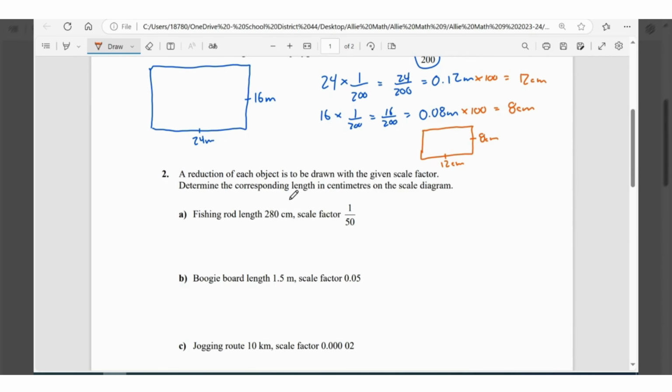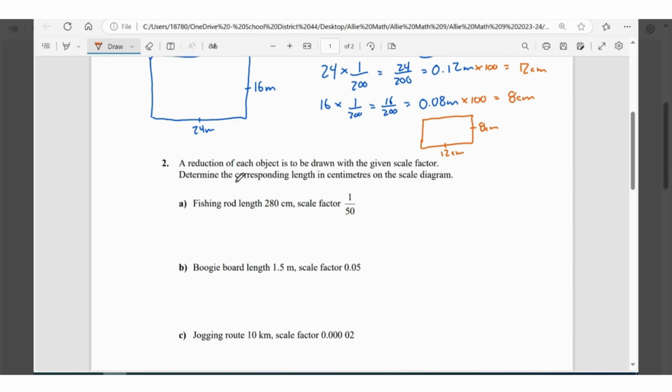A reduction of an object is to be drawn with a given scale factor. Determine the corresponding length in centimeters on the scale diagram. So let's see, the corresponding length in centimeters. Yes, this section does require some converting between units. So it's good to remember how to convert between those. You can look it up if you need to, but it's good to know that a kilometer equals 1,000 meters, and that 1 meter equals 100 centimeters. That works like that.